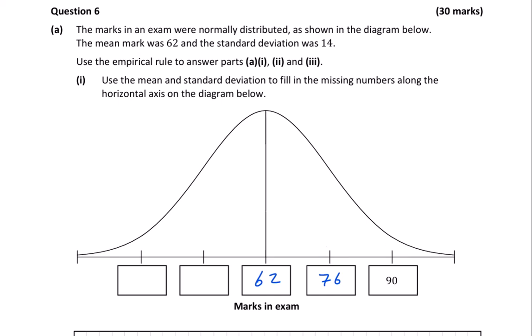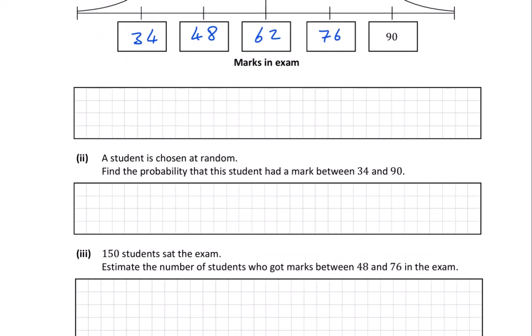And the same on the left hand side as well, below the mean. 1 standard deviation below the mean, 2 standard deviations. So what we need to do now is subtract 14 from 62. That'll give you 48. Subtract another 14 from 62, or in other words, subtract 14 from 48. That will give you 34. So they're the numbers that go in there. Okay, so a student is chosen at random.